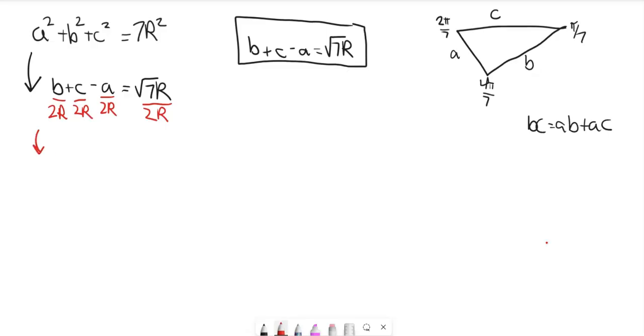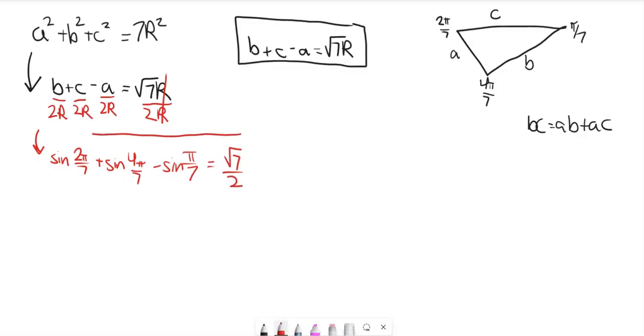And what happens is I'm going to get the sine of 2π/7 plus the sine of 4π/7 minus the sine of π/7. The r's will cancel on the right side, and that will equal √7 over 2. So that is a sine ratio where I have the sum of the two larger sines minus the smaller sine to get that.